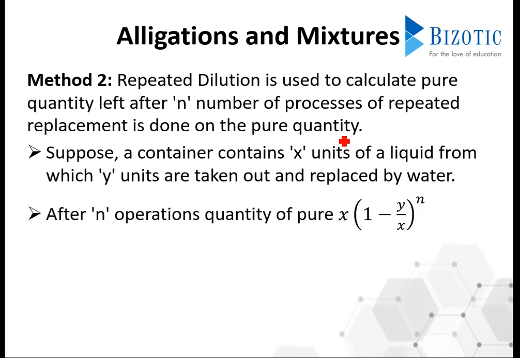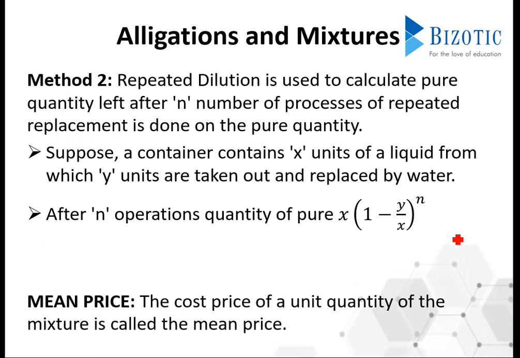In that case, you will find the quantity after the dilutions. After n operations, the quantity of pure liquid will be X into (1 minus Y by X) whole power n. And here, the mean price is the cost price of a unit quantity of the mixture. So all you need to remember is how to deal with alligations in order to find the different varieties mixed together. That would do.